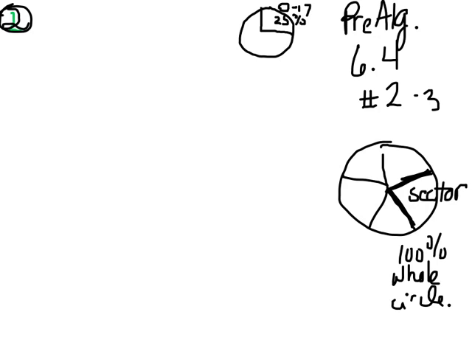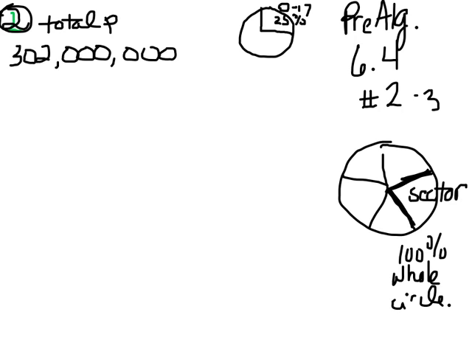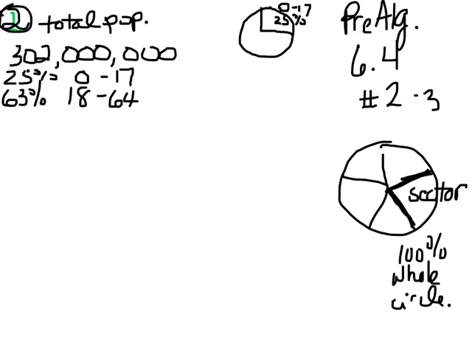All right, so in number 2, it says in the year 2007, the estimated population of the U.S. was 302 million. Now, I know that's my total population, so I'm going to go ahead and call that my total population. They tell us that 25% of the population was 0 to 17. So that's what I've already put in there, and they already have that in your book. 63% were 18 to 64. And then 13% were 65 or older.